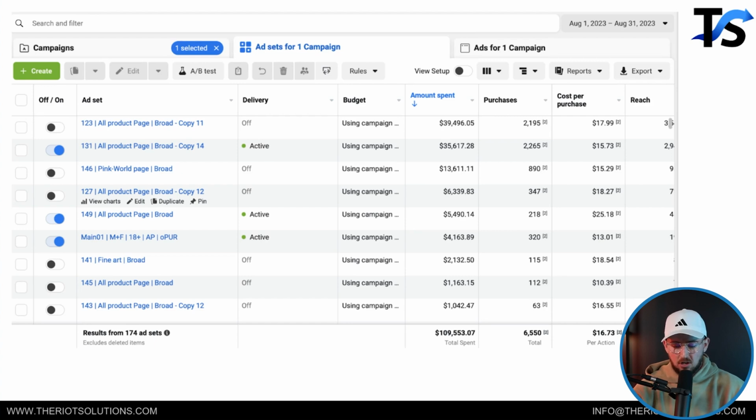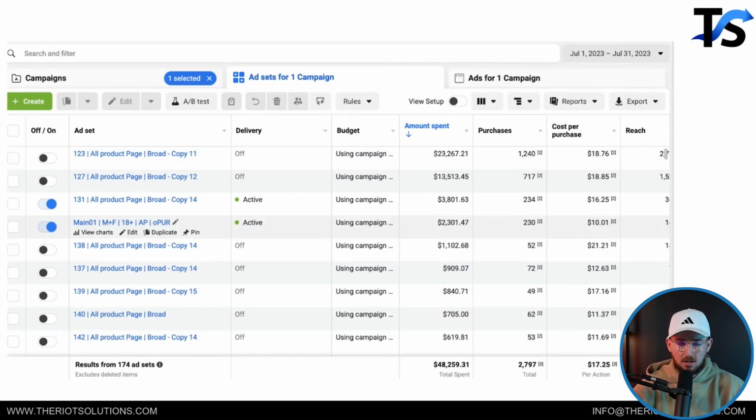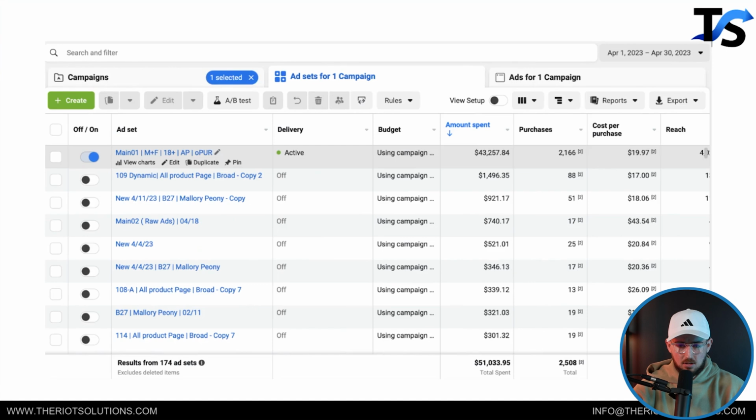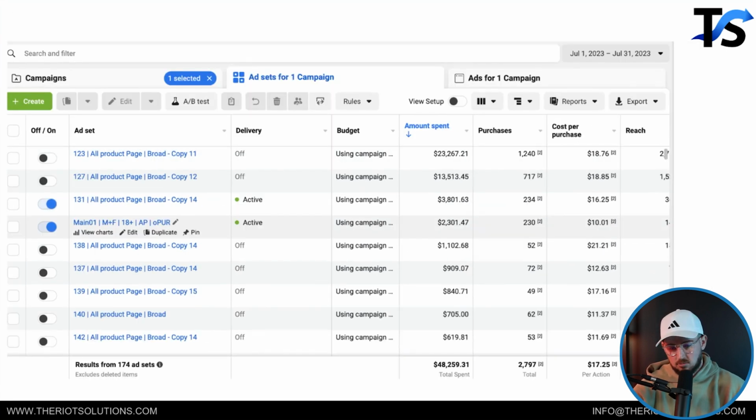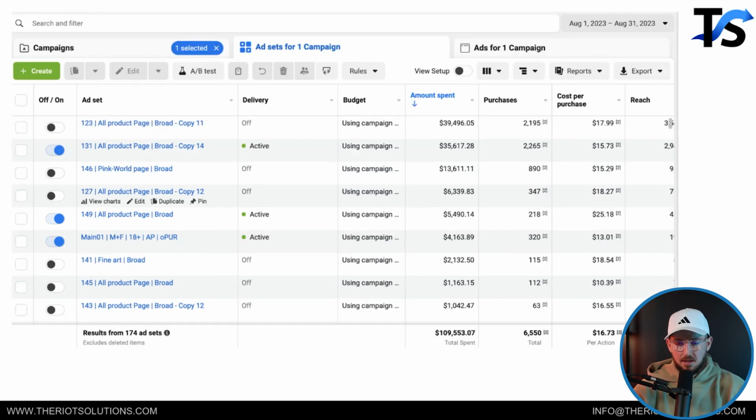Now, August 1st, this is where things really start kicking off. So this client's been with us now, let's see, 4 full months, spent about $40,000 with us, and then goes into August 1st. And this is where we're really starting to see massive impacts with us. We doubled ad spend at an even lower cost per purchase.